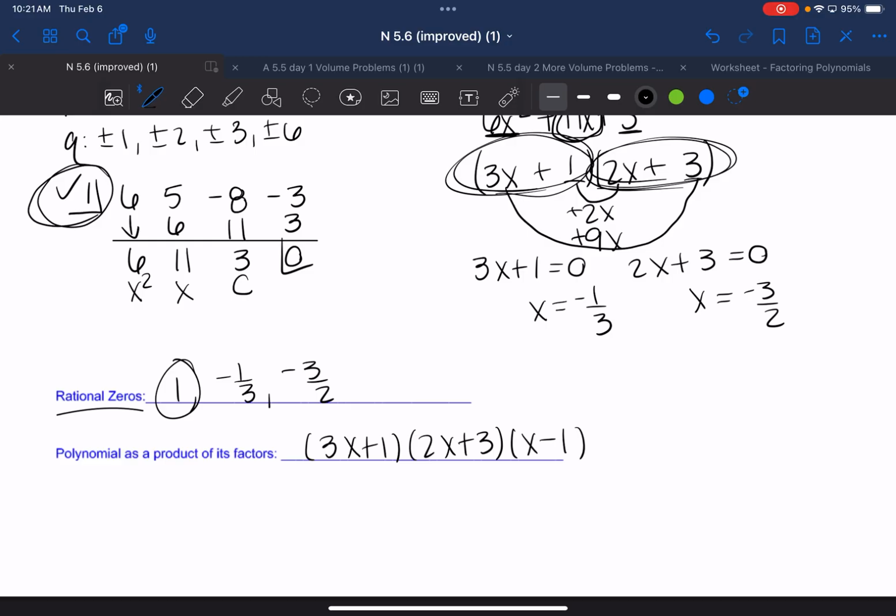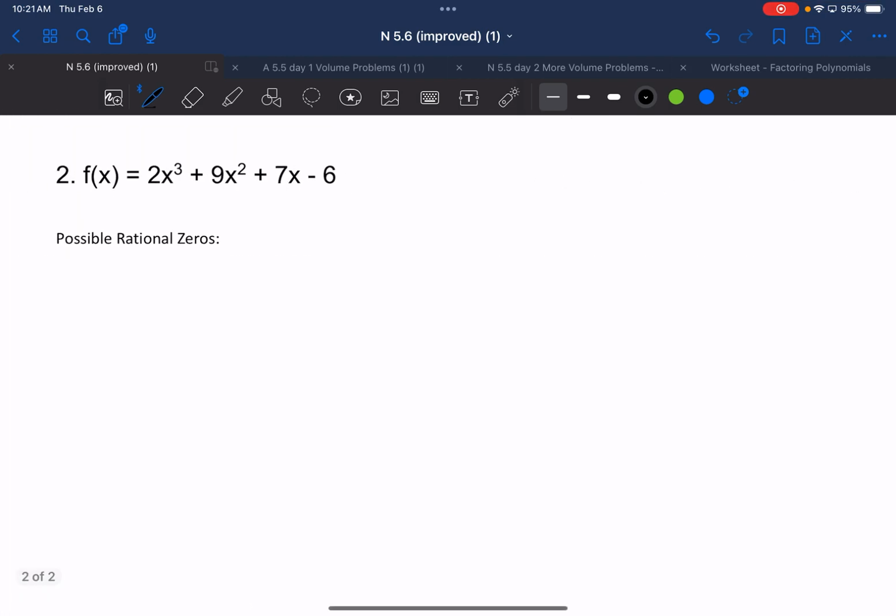Okay, let's do another one. This one's going to start out the same way. So the first thing I want you to do is find all the options for P over Q. So I'll give you a second, do the P over Q, so that way we've got a list, and then we'll go from there.